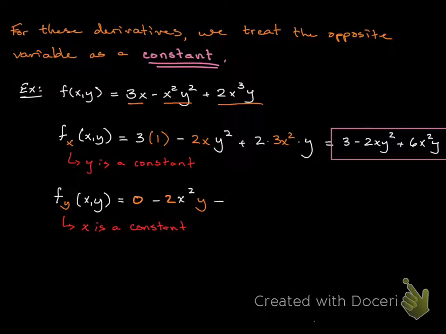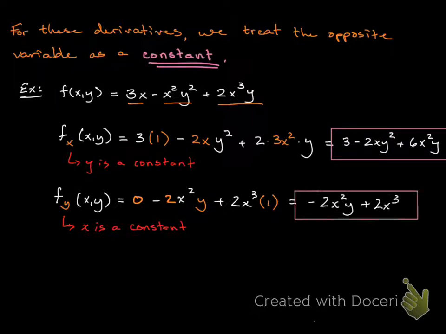The third term, 2x cubed is all a constant with respect to y. So when I take the derivative of 2x cubed y, the derivative of y is just 1 with respect to y. The 2x cubed stays there. Okay, simplify just a bit. So what I have is minus 2x squared y plus 2x cubed. Okay, so there's my partial with respect to x and with respect to y.